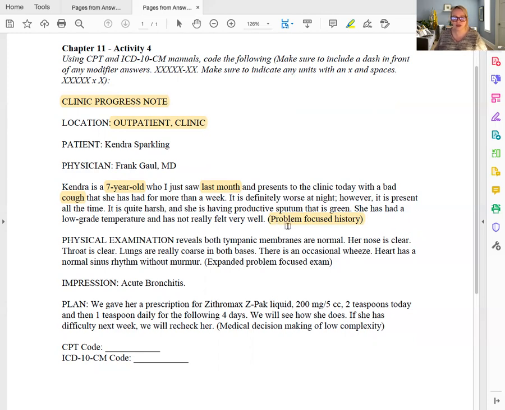Also, you'll notice that history is no longer required for the level of service for medical decision-making. So the only thing that's really important for me is, did we look at any data when we were reviewing for this patient?